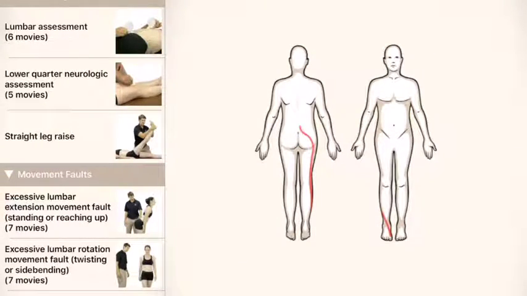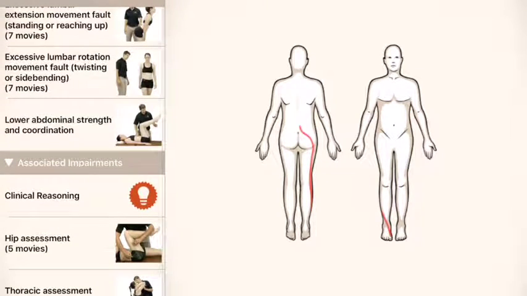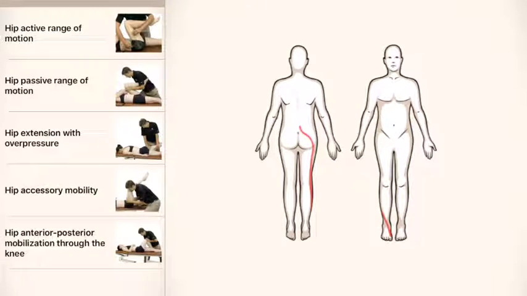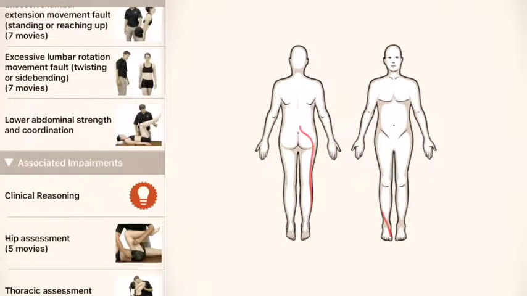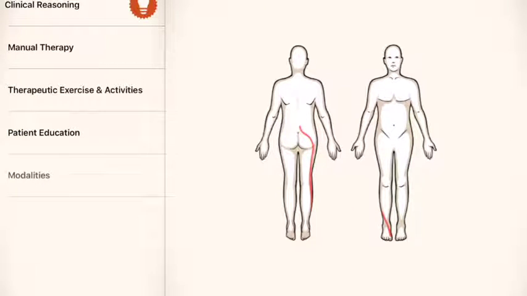All right, so we're moving on here. One thing to consider, we believe this is related to degenerative changes in the spine. So if you look under associated impairments, the guidelines would say, please check the joints above and below the lumbar spine. Here we are, hip assessment, thoracic assessment, right? Looking for mobility deficits in the hip and thoracic spine that we can restore. All right, and now we are going to go into interventions.